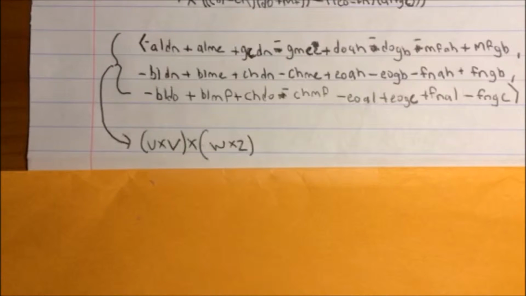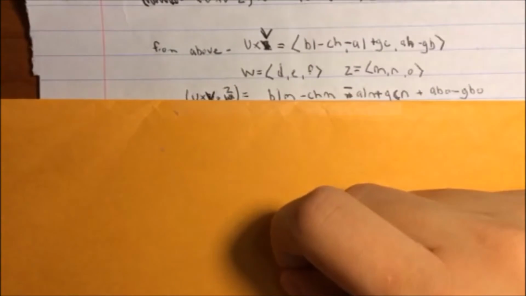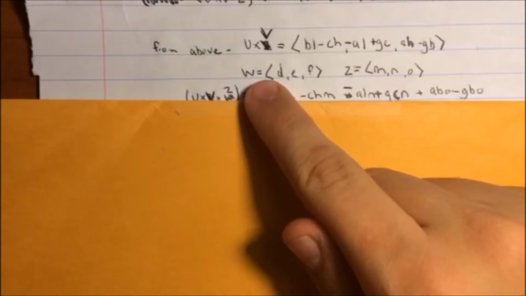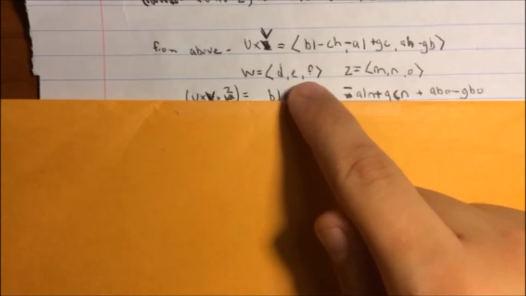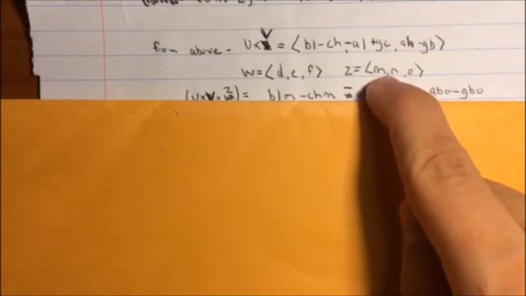Then we'll compare these two at the end. So, one second. Okay, I'm back. So this is the right side of the equation: u cross v dot z times w minus u cross v dot w times z. First of all, we're going to be smart and take u cross v from what we did before, and this is what it equals. And then here's w and here's z from before.